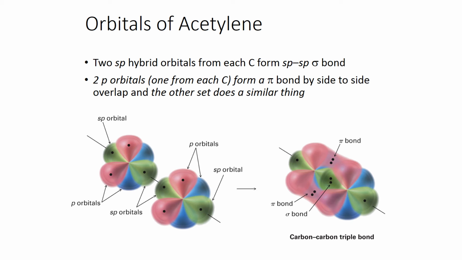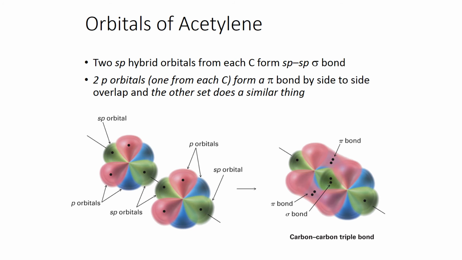When we push them together, these two sp hybrids overlap and make a sigma bond. This and this, and the other half of it down here and down here, overlap to form a pi bond. This pink side and this pink side and that blue side and that blue side overlap and form a pi bond.